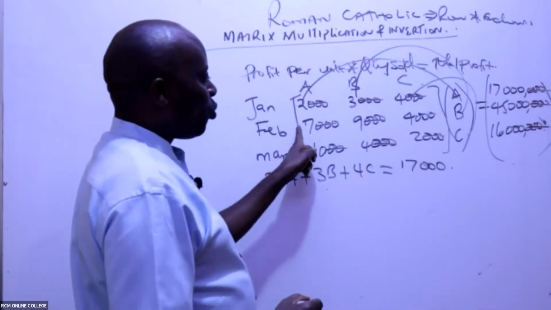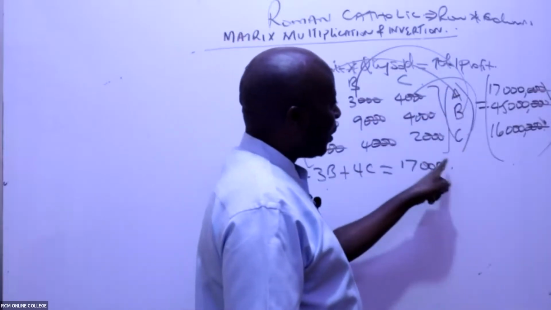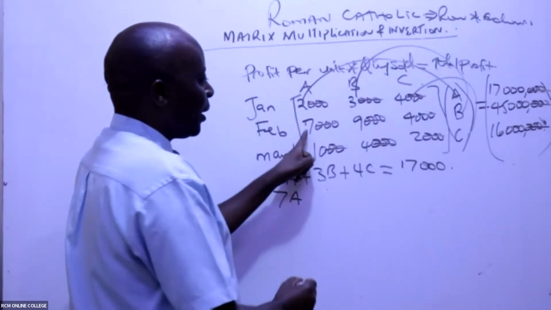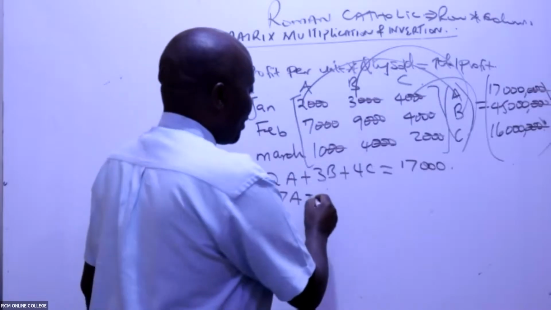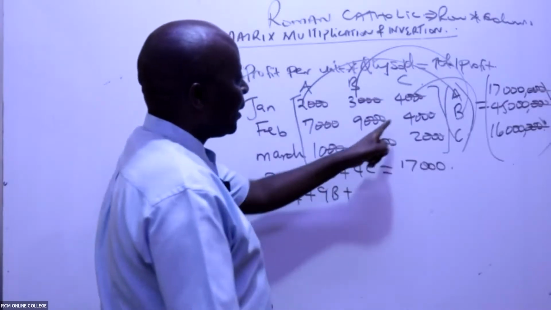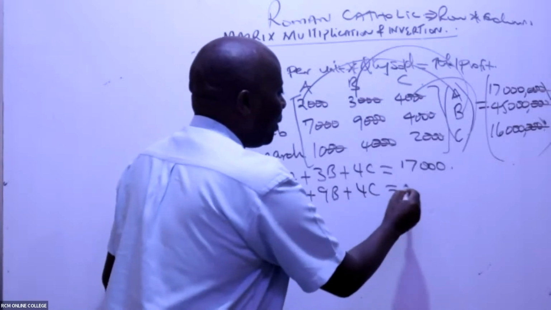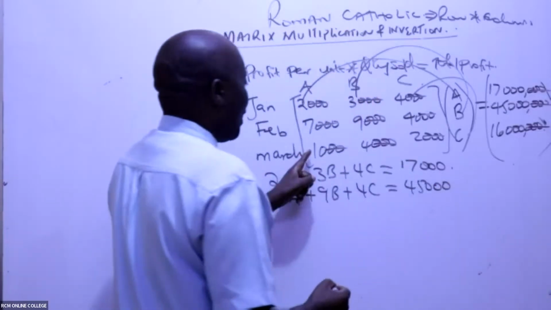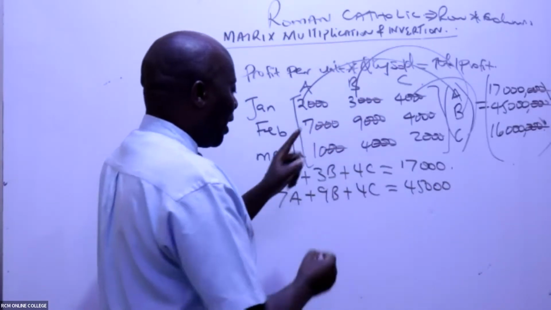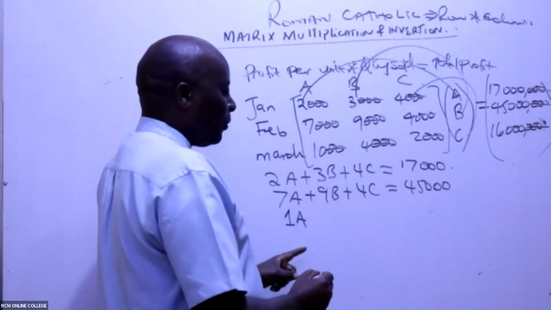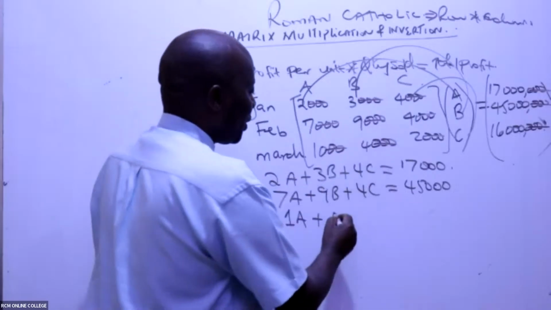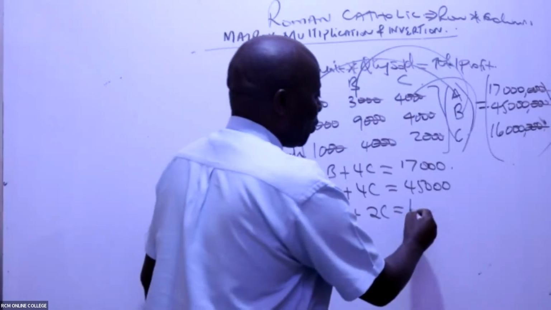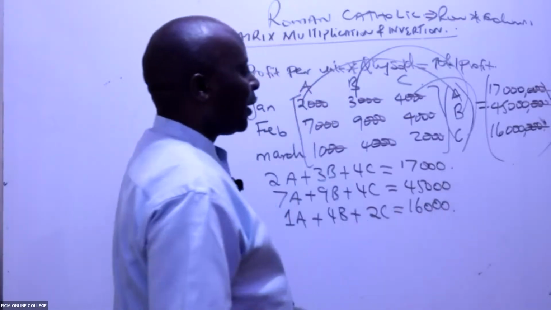Then we come to row number 2. This row 2 multiplies this column. So we have, ladies and gentlemen, 7A plus 9B plus 4C, should be equal to the second value there, which is 45,000. Then we have the last row here, which is 1A, or just A alone, plus 4B plus 2C, should be equal to 16,000, like that.